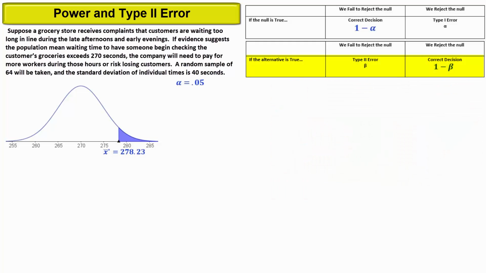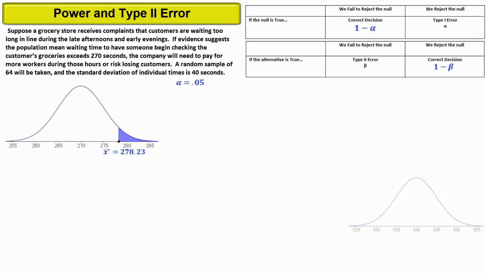We need to assume the alternative is true. Beta depends on the value we choose for the alternative mean. Let's assume the mean is 540 seconds. If this is true, then all of our sample means will be way above the necessary 278 seconds. We're definitely going to be rejecting the null, and there's no chance of making a type 2 error.